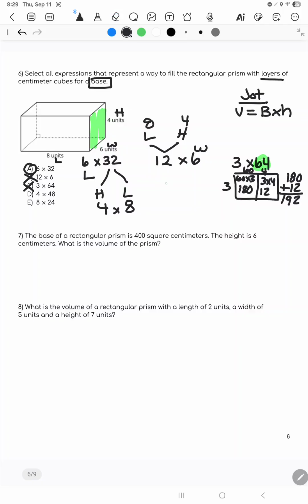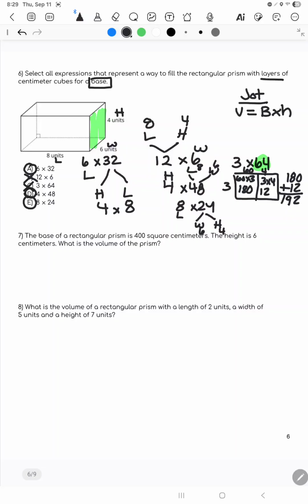Now let's check out 4 times 48. I can see the 4. That's a height. So if this comes from a length and a width, we're good to go. My length and width were, let's see, 8 and 6. 6 times 8 is 48, so that one works. And last but not least, we've got 8 times 24. 8 was the length. If 24 comes from the width and the height, we're good to go. Width is 6, height is 4. Nice. That one's feeling good as well.